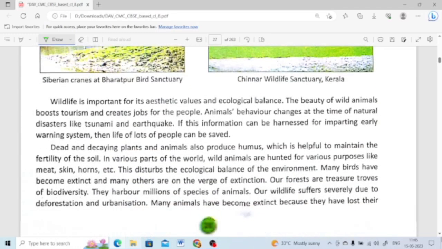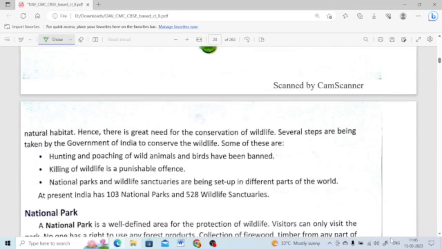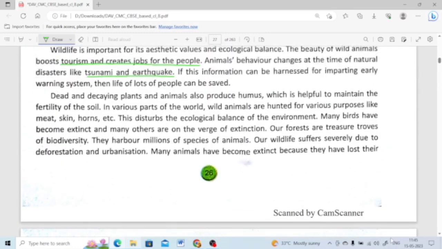It is important for aesthetic values and ecological balance. The beauty of wild animals boosts tourism and creates jobs for the people. Animals' behavior changes at the time of natural disasters like tsunami and earthquake. If this information can be harnessed for an early warning system, then the lives of lots of people can be saved. Dead and decaying plants and animals also produce humus, which is helpful to maintain the fertility of the soil.